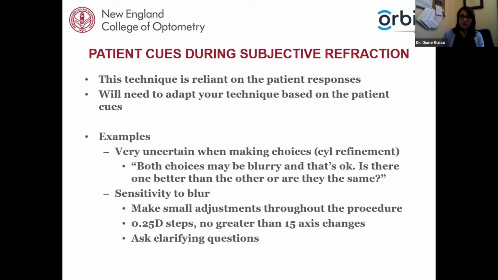Make quarter diopter steps, definitely no greater than 15-degree axis changes, and ask questions as we're going along and explain to the patient what you're doing. I'm just going to rotate this a little bit and you tell me if you notice any difference. I'm going to change this lens a very small amount and you let me know if it gets any better or worse. And so again, these may take a little bit longer, but you do have to be aware of patients that are very sensitive to blur.